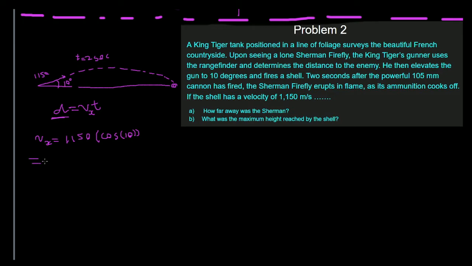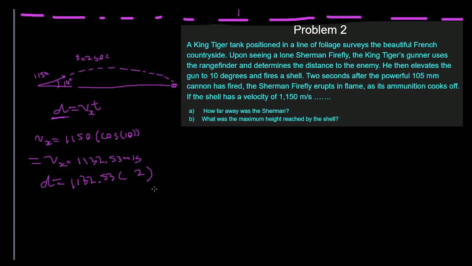And this gives us a Vx of 2.53 meters per second. So now we can just find the distance by distance equals 2.53 times 2, because 2 seconds was the time the shell took to land.